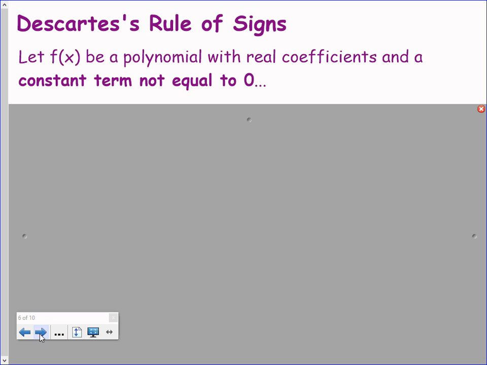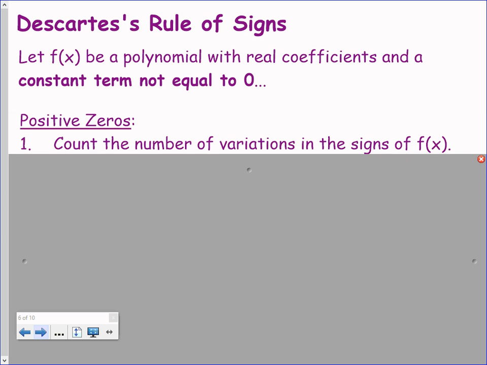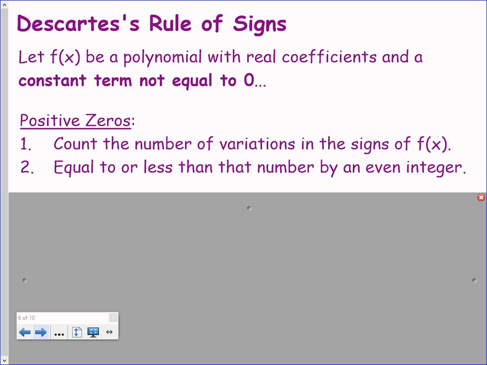So, the rule. Let f of x be a polynomial with real coefficients and a constant term not equal to 0. If your constant term is 0, that means all your other terms have some amount of x's in them, and you can factor that x out first, and then begin Descartes with the new polynomial. So if that ever happens, just factor out the x, or x squared, whatever that may be.